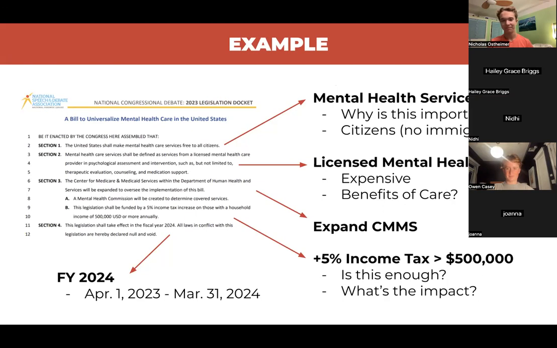The mental health care services in the United States, like the bill title says. Right. It'll be determined by the Mental Health Commission, detailed in Section 3A. And you wouldn't have known that if you had only read Section 1.